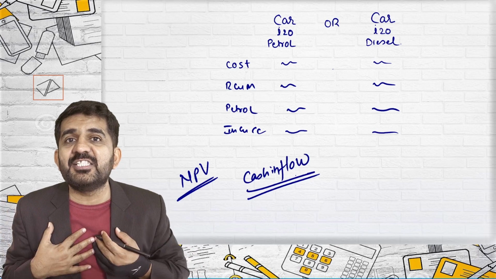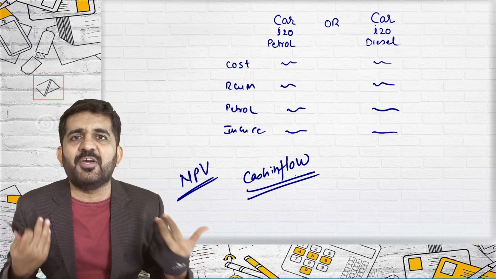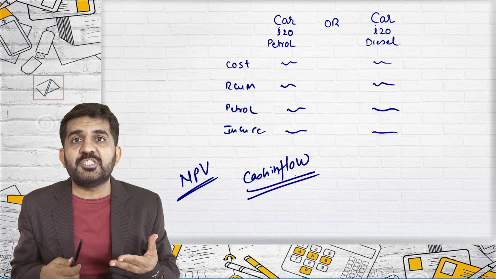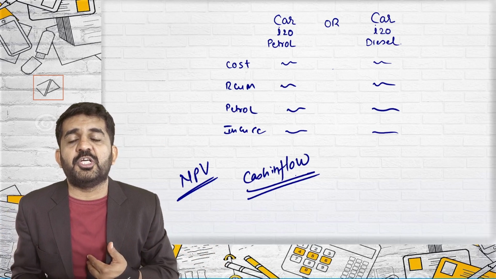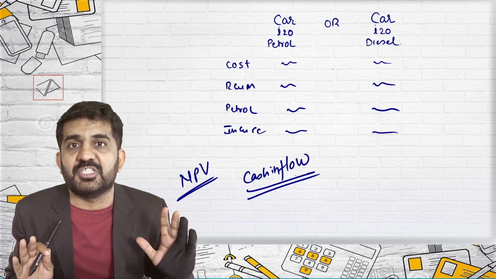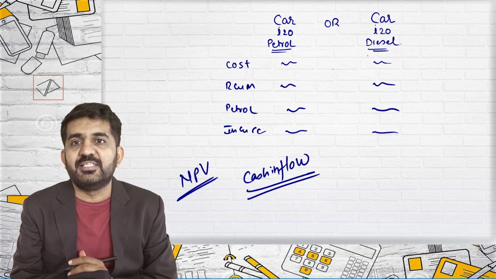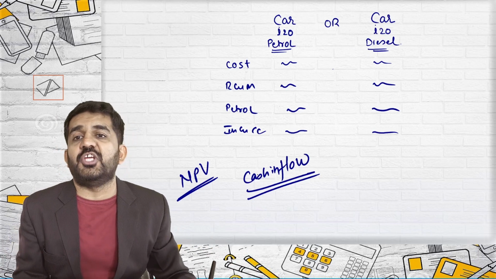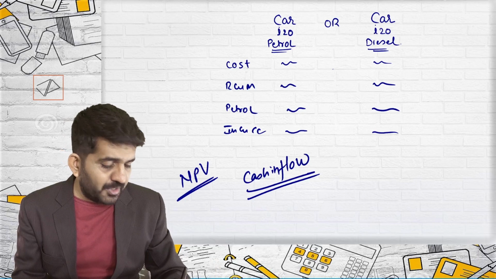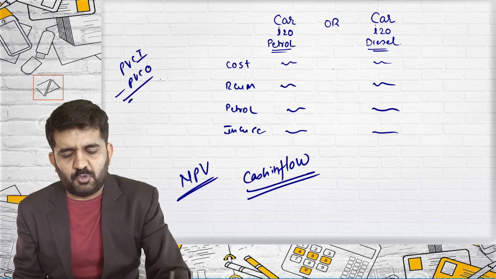If I purchase the car, what will be cash inflow? Zero. There is no cash inflow if I purchase the car. I am purchasing it for my own transportation or just for leisure. I want to say that I am having a car, so I am purchasing it. Still, I want to find out whether I should purchase a petrol car or diesel car. There is no cash inflow. Then how do you take NPV? Because NPV is present value of cash inflow minus present value of cash outflow.